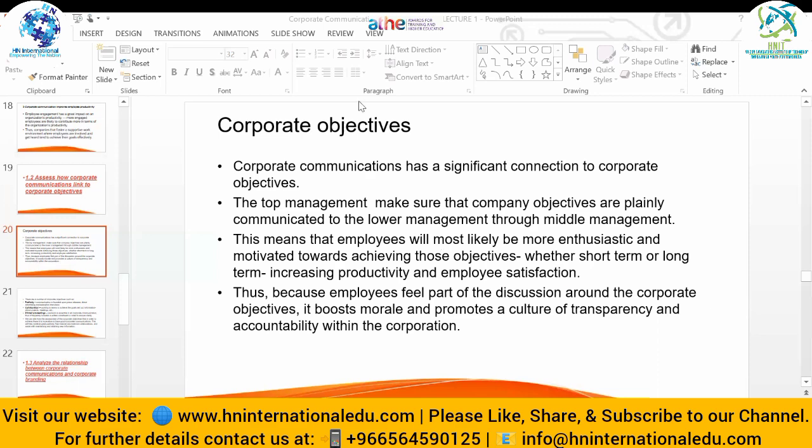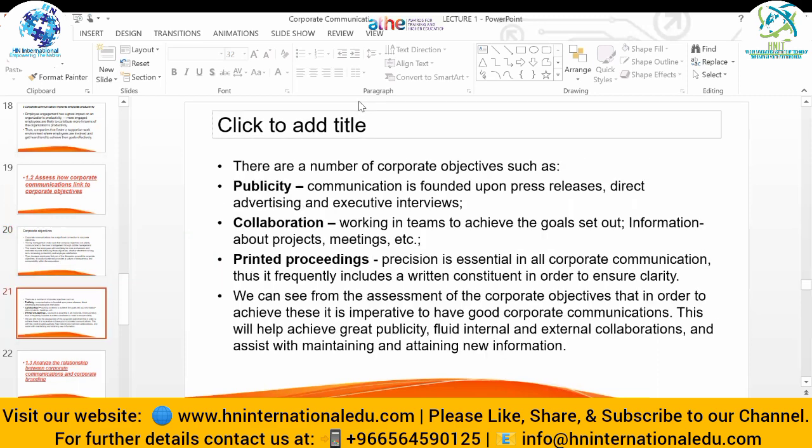There are a number of corporate objectives, such as publicity. Communication is founded upon press releases, direct advertising, and executive interviews. Collaboration: working in teams to achieve the goals, setting out information about projects and meetings. That is when we collaborate between the firms, between the workers. We always work in such a way that the information about the projects and meetings is conveyed perfectly.